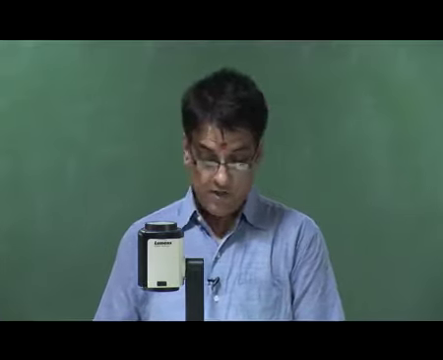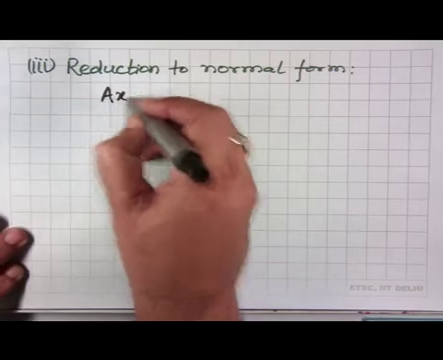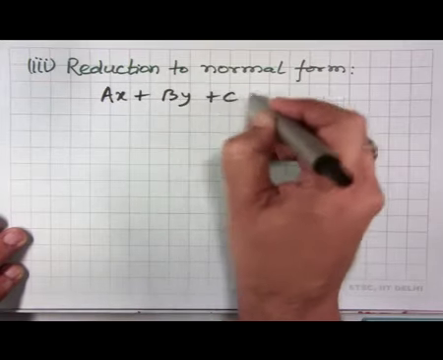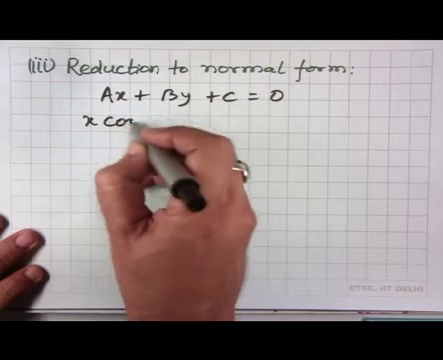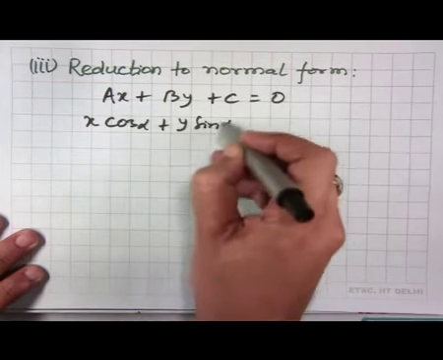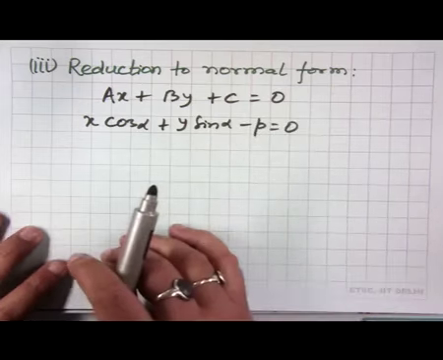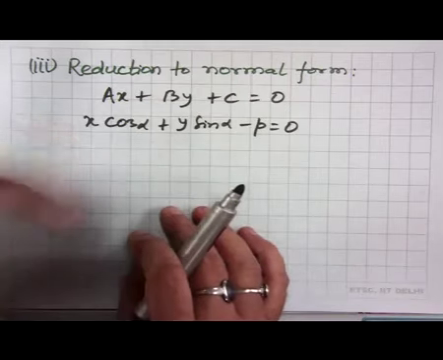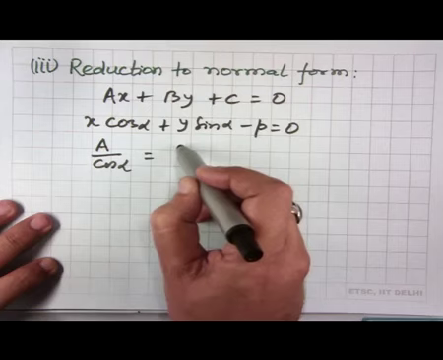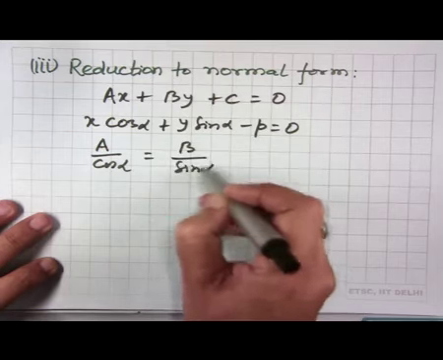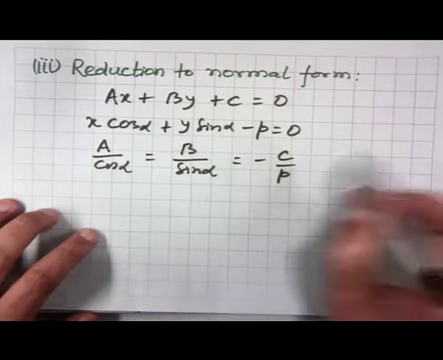Now, third one is very important, that is how to reduce Ax plus By plus C equal to 0 in normal form. Normal form means x cos alpha plus y sin alpha equal to p, means we can write it as minus p equal to 0. Now, compare these two equations. So, when you compare these two equations, we will get A by cos alpha equal to B by sin alpha equal to minus C by p. Let this be equal to k.